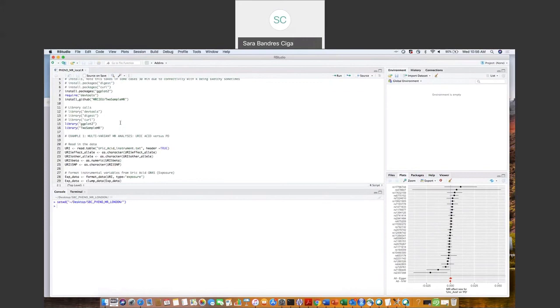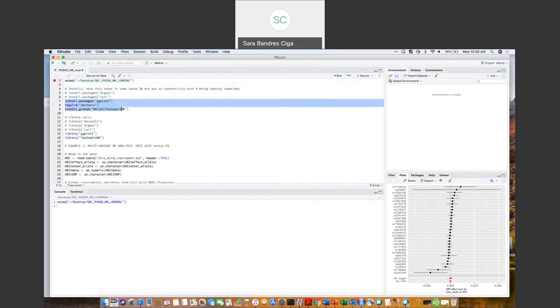In my case, I'm not going to reinstall everything, obviously, because it's already here. But you are going to need to run these 3 lines. Sometimes it doesn't work, so you'll need to uncomment this and also run the install for those other 2 packages.